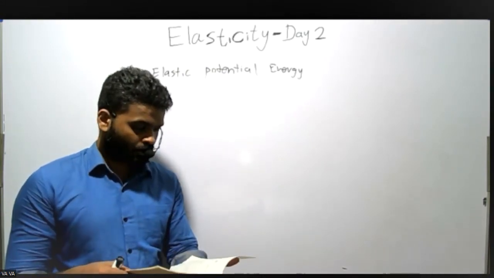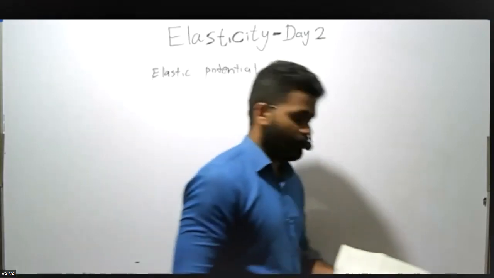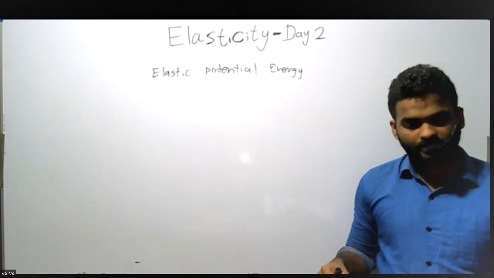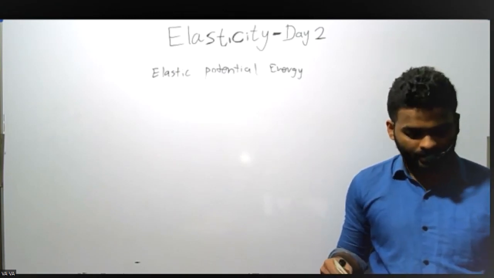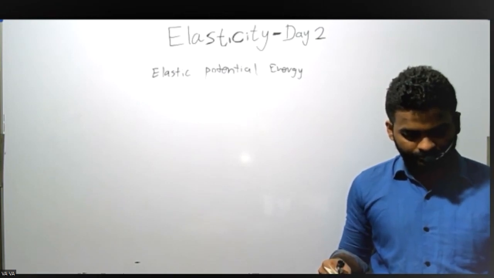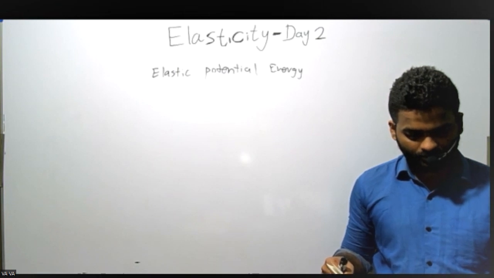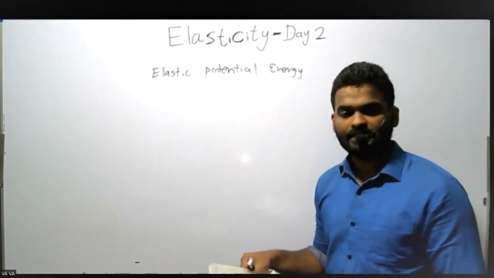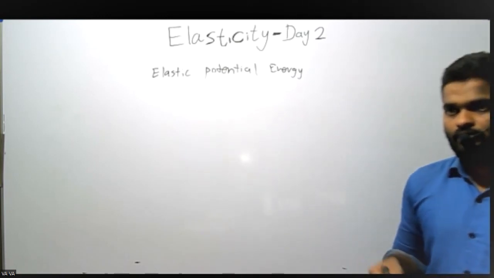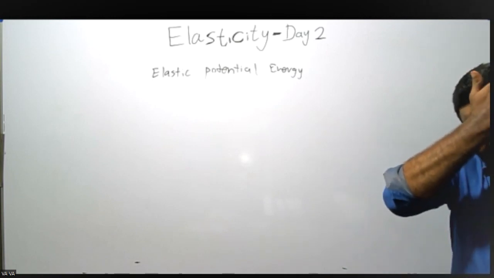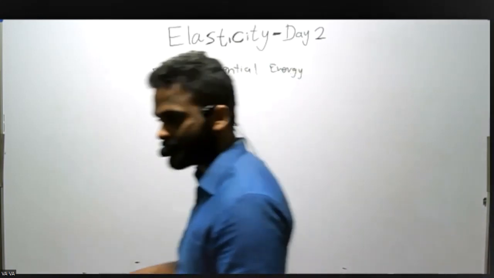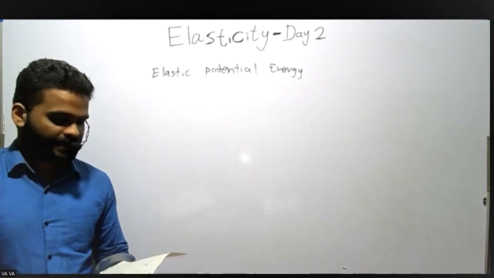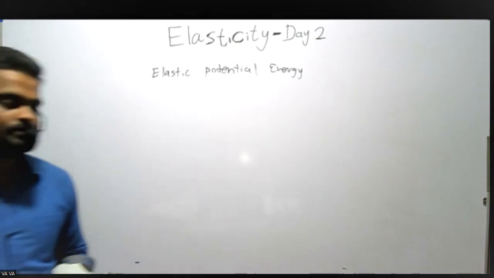Write down: when a force is applied on a wire, as the force increases from 0 to capital F, its extension increases from 0 to small e.